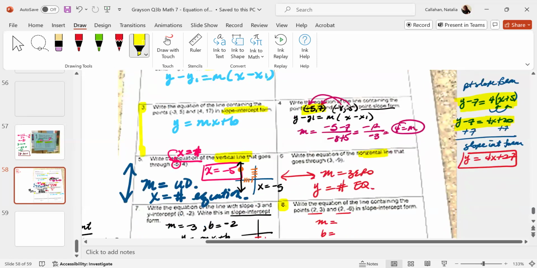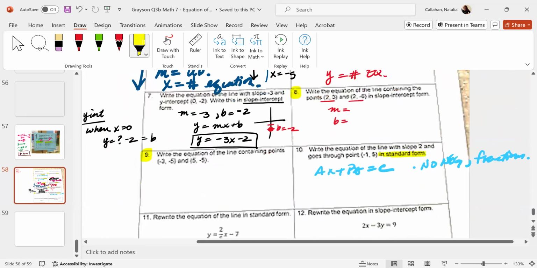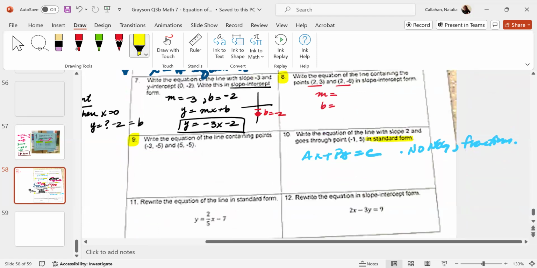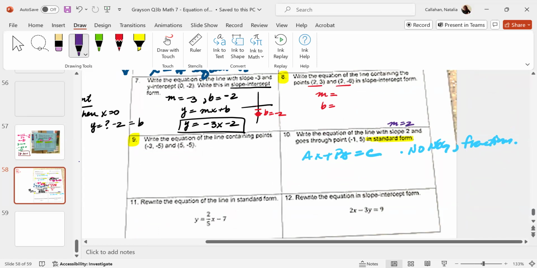Okay, number 3 is exactly the same thing as your scavenger hunt, which is the same thing as number 8 and number 9. So let's do number 10, standard form. Write the equation with the slope 2. So that's m equals 2 and goes through the point -1 and 5. So x equals -1, y equals 5, right?